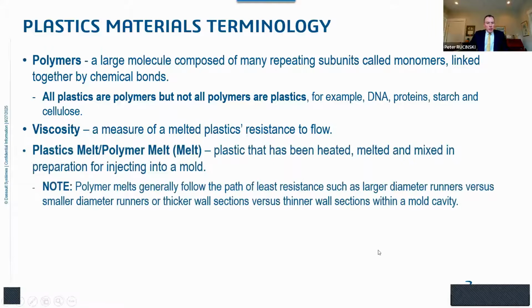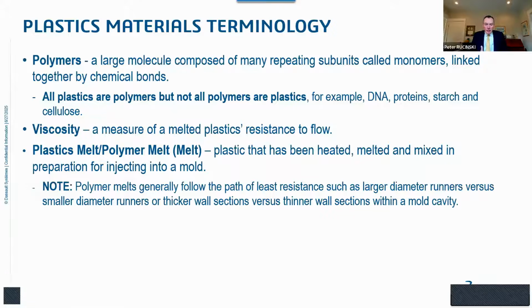And then another term, kind of when we put some of all of these things together, I talk a lot about plastics melts or polymer melts or just melt in general. And of course, this is all in English here. Forgive me for my English, but when we talk about melts, again, especially related to the injection molding process, these are plastics materials that have been heated, melted, and mixed in preparation for injecting into a mold.